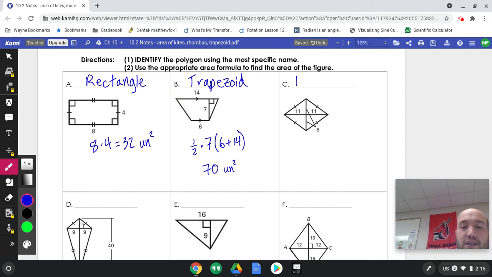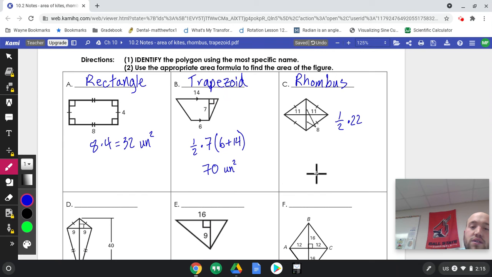All right, this next one, you can see there's four sides that are the same. We know that means it is a rhombus. So we do 1/2 times diagonal 1. Now diagonal 1 is from one corner to the other. So 11 plus 11 gives us 22. Diagonal 2 here, this 8 is for both of those, so 8 plus 8 is 16. Half times 22 is 11. 11 times 16 gives 176 units squared.